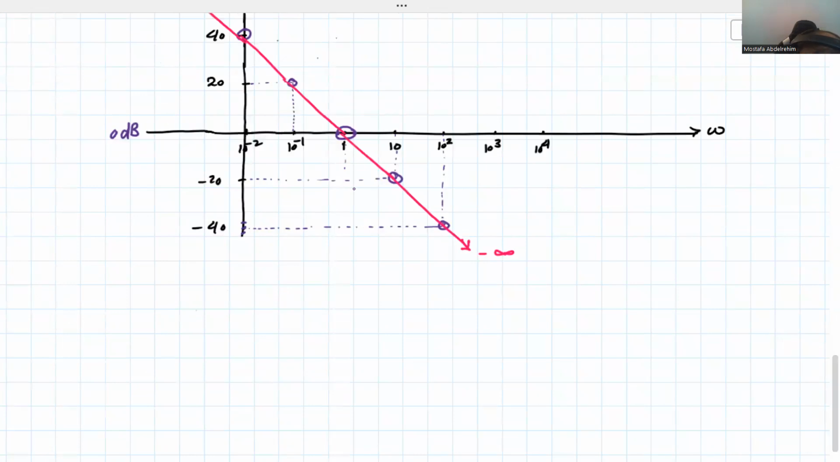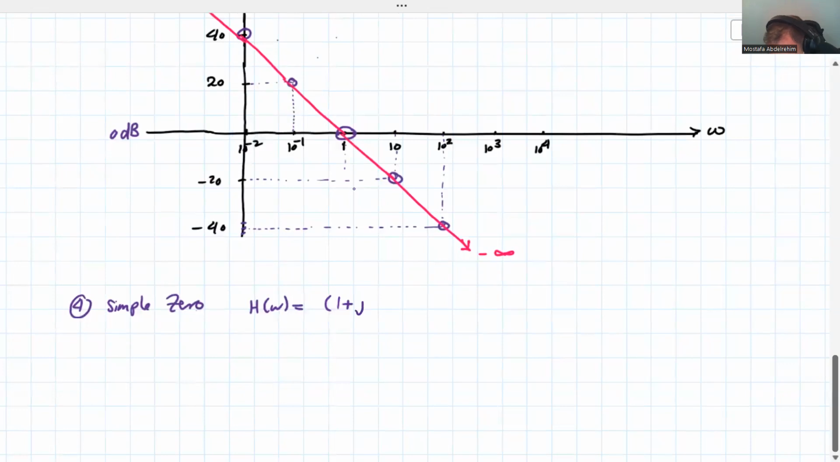Number 4, simple zero. Let's start with the simple zero. H of omega, the transfer function, is 1 plus j omega divided by omega c. This is the first time you see this omega c. I'm going to explain it, and you notice that I didn't put any exponent. The exponent basically is 1 here, but once we finish that, we're going to see the exponent case.